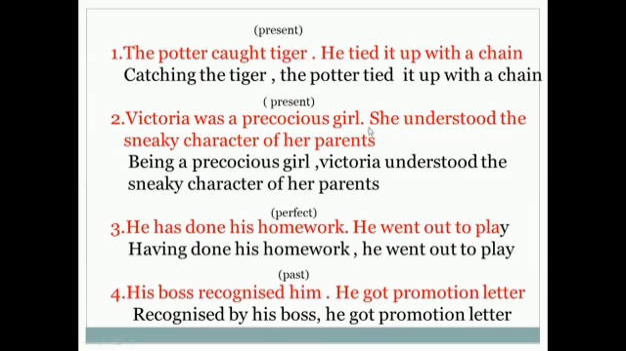And Victoria was a precocious girl. She understood the sneaky character of her parents. So if you see in the first sentence, there was no helping verb, so we have written catching. We have added the ing form. Whereas in the second sentence, there was a helping verb, so we have to use being. Being a precocious girl, she converts into Victoria. Victoria understood the sneaky character of her parents.